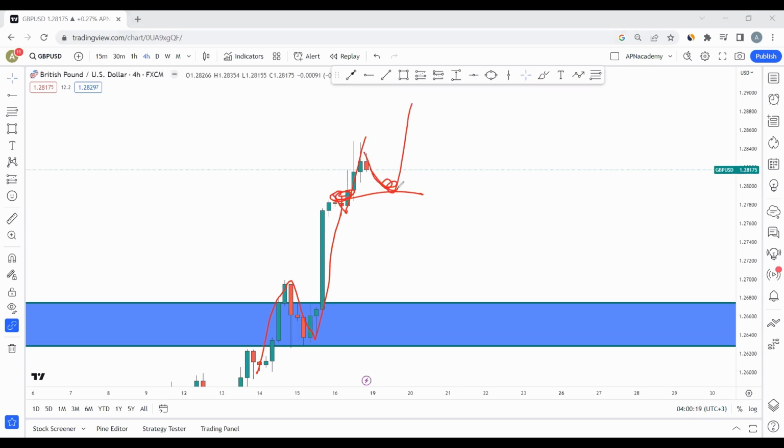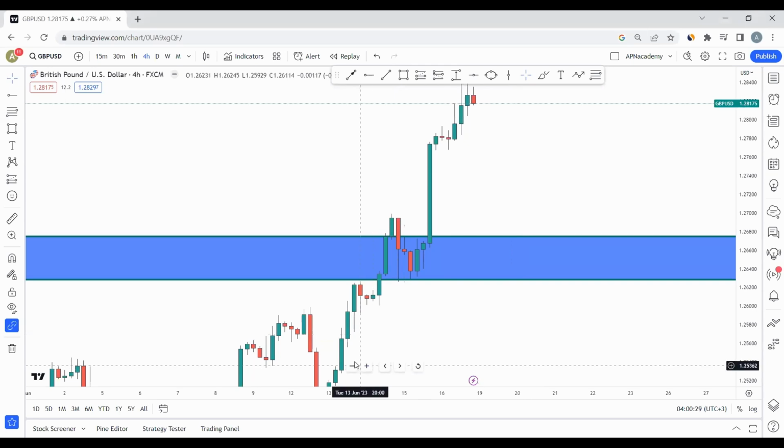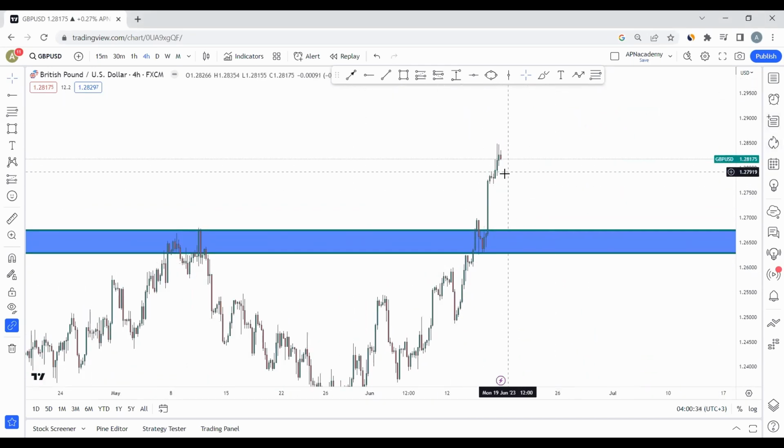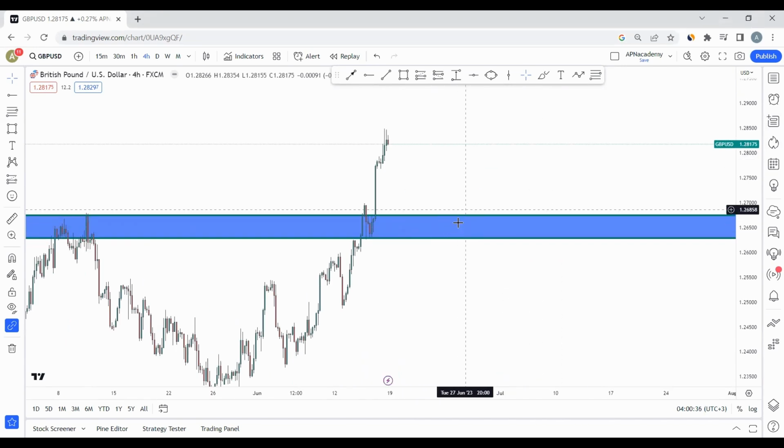Or if it tests here and gives us a lower high, breaks below, then we can be expecting the market to give us a retest into this area here. But when you mark these levels here, make sure you identify this as a minor level, right? And remember, as a trader, you don't want to trade at a minor level. Instead, you want to trade at major levels.